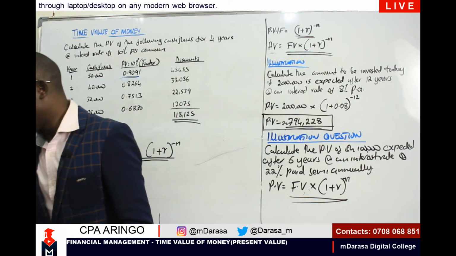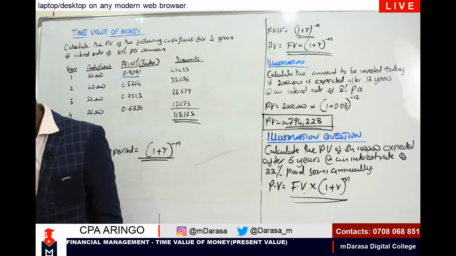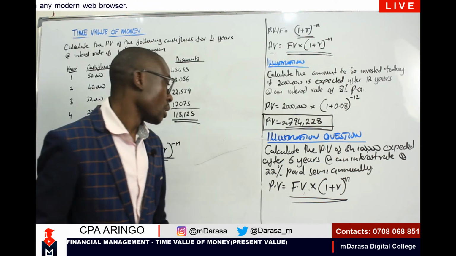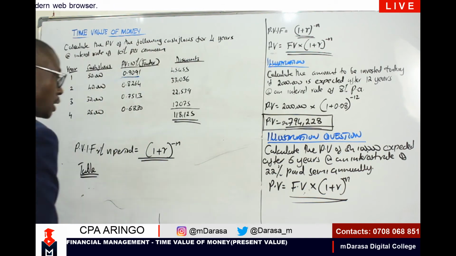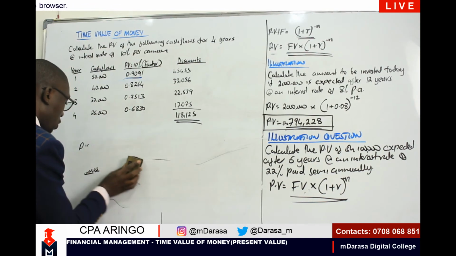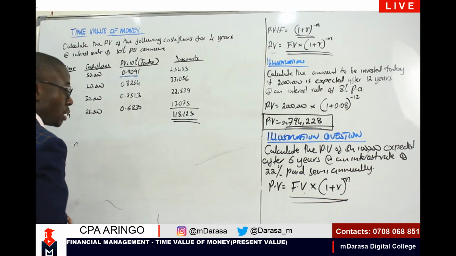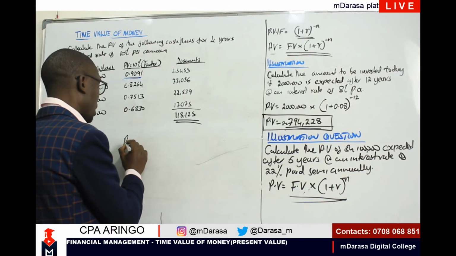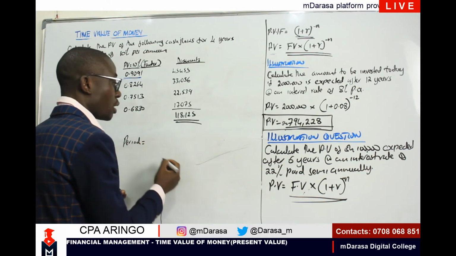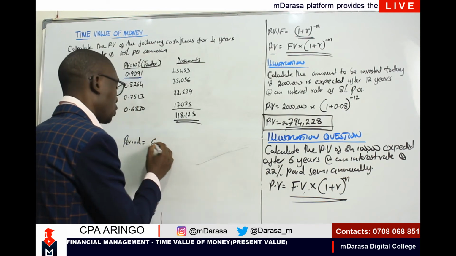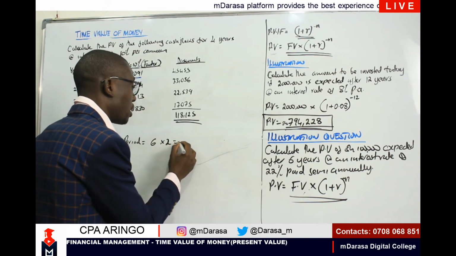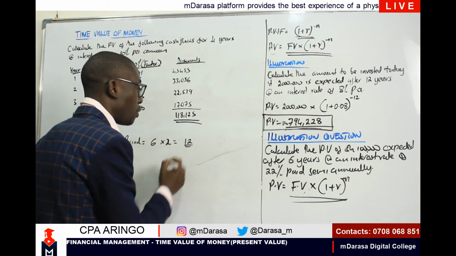If we are paying it on a semi-annual basis, this is how we are going to do. My period will change. And how will our period change, my good student? To work out our period, we are talking of 6 years, right? But you are doing it semi-annually. So we multiply that by 2. That should give us 12, the number of periods.